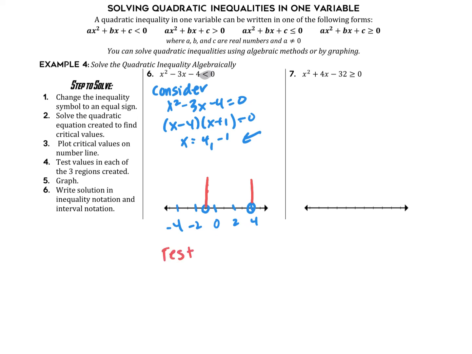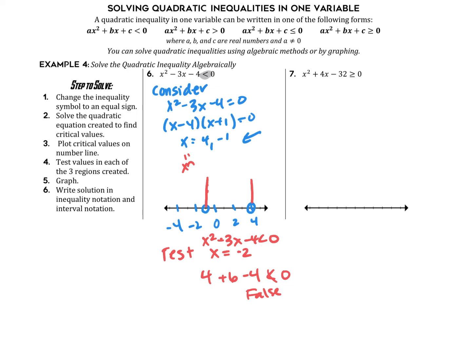So if I tested on the far left, I'm going to test x equals -2. And I'm going to see if that's true in our quadratic inequality, x squared minus 3x minus 4 is less than 0. If I plug in -2, I get 4 plus 6 minus 4 is less than 0. And this is not going to be true, because that's not true. 6 is not less than 0. So I am not going to include that region. That region to the left of that first red line is not a part of the solution.